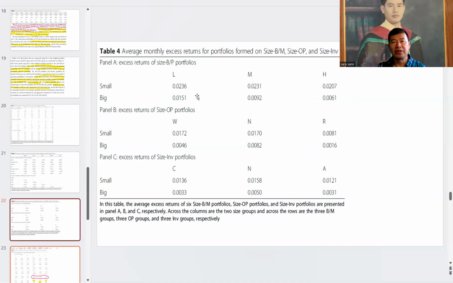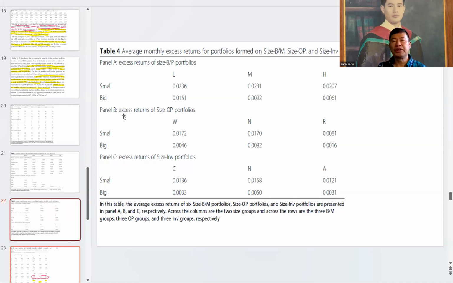1.5%. Big size to medium book to market ratio, 0.09%. Big size to high book to market ratio, 0.6. You can see between the small size to book to market ratio as well as the big size to book to market ratio, you have to select investing in the portfolio that has small size with low book to market ratio or medium book to market ratio. Okay, panel B.